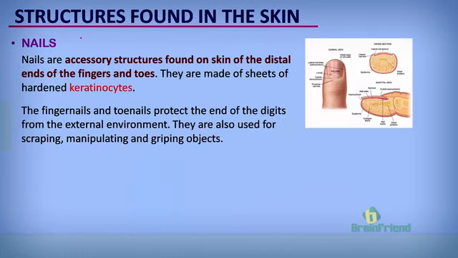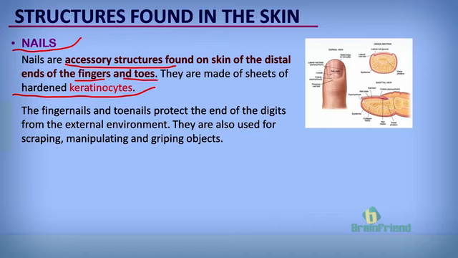The next structure we shall be talking about is the nails. The nails are also present on the skin, although not in all parts of the skin. The nails are accessory structures that are found on the skin of the distal ends of the fingers and toes. The nails are made of sheaths of hardened keratinocytes. These are also non-living. They are also dead. Hardened keratinocytes.